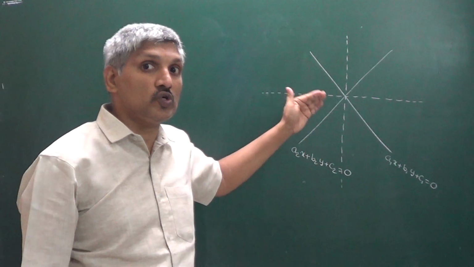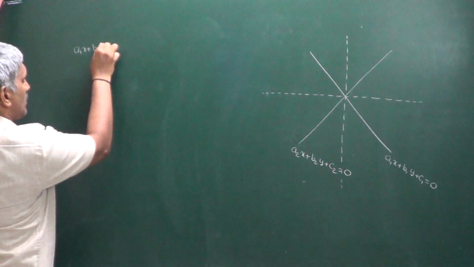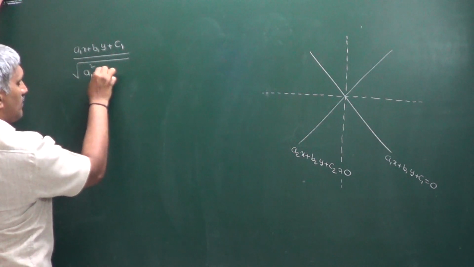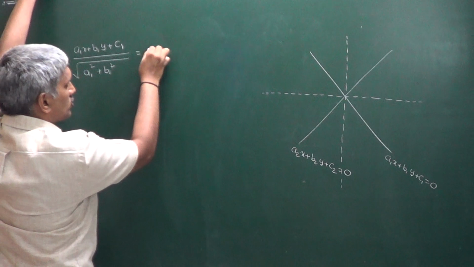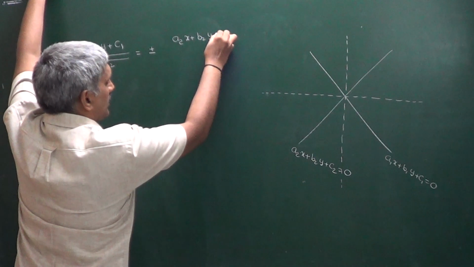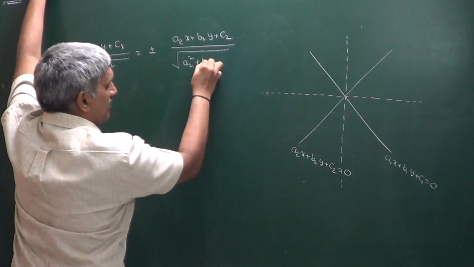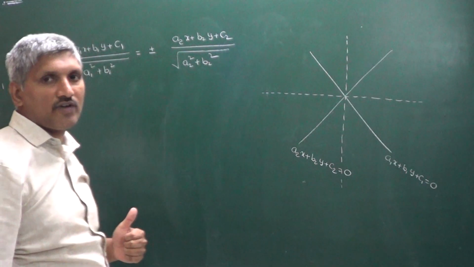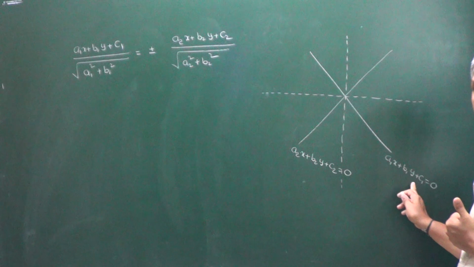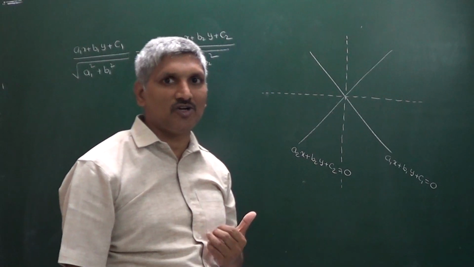Those two dotted line equations are given by a1x plus b1y plus c1 divided by square root of a1 square plus b1 square is equal to plus or minus a2x plus b2y plus c2 divided by square root of a2 square plus b2 square. So that is the formula for finding the equations of angle bisectors between the lines a1x plus b1y plus c1 is equal to 0 and a2x plus b2y plus c2 is equal to 0.